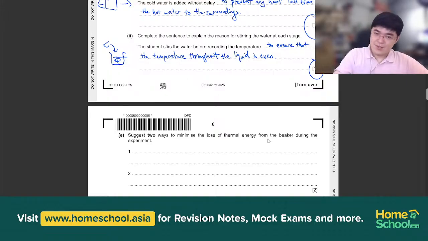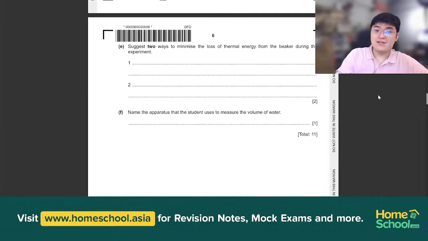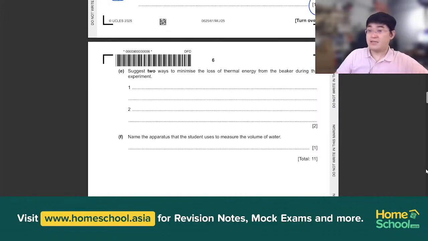Okay? So with that said and done, let's move on to part E of our question. Question number 2, still question number 2. So we are to suggest 2 methods to reduce the loss of heat or thermal energy from the beaker during the experiment. As you can see, just now we have a thermometer stuck right here, and then we just pour water inside like this, okay?